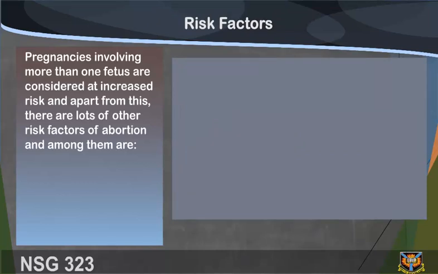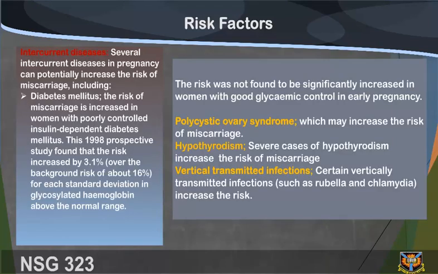Risk factors. Pregnancies involving more than one fetus are considered at increased risk, and apart from this, there are lots of other risk factors of abortion, and among them are intercurrent diseases. Several intercurrent diseases in pregnancy can potentially increase the risk of miscarriage, including diabetes mellitus.